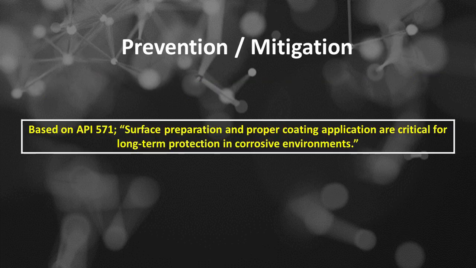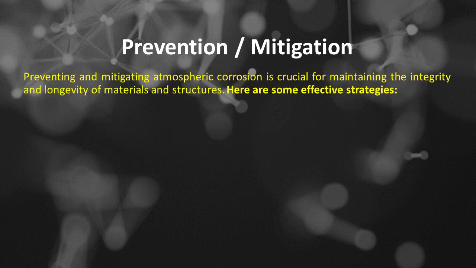Atmospheric corrosion prevention and mitigation based on API 571. Surface preparation and proper coating application are critical for long-term protection in corrosive environments. Preventing and mitigating atmospheric corrosion is crucial for maintaining the integrity and longevity of materials and structures. Here are some effective strategies. Number 1 is protective coatings.